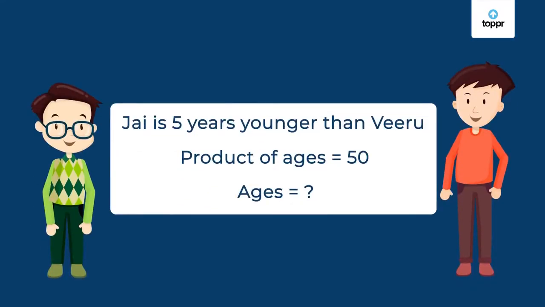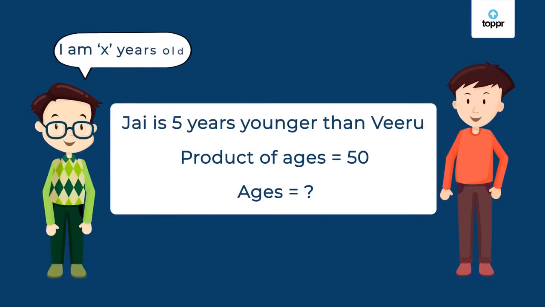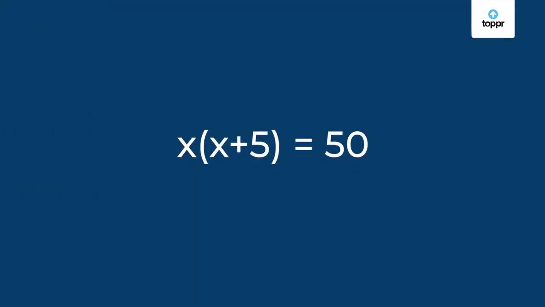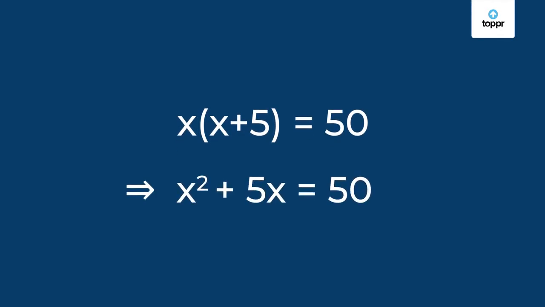We don't know Jay's age, so let's say that it is X years. Now we know that Jay is 5 years younger than Viru. So Viru is 5 years older than Jay, right? That means Viru's age would be X plus 5 years. We also know that the product of their ages is 50. So X multiplied by (X plus 5) would be 50. If we simplify this equation, we get X squared plus 5X is equal to 50.